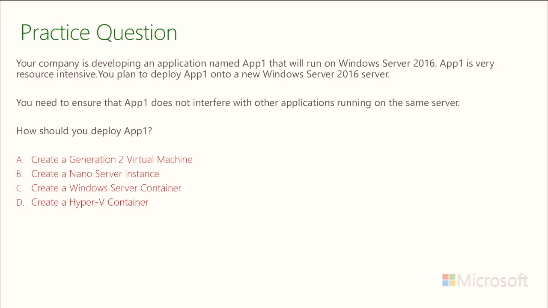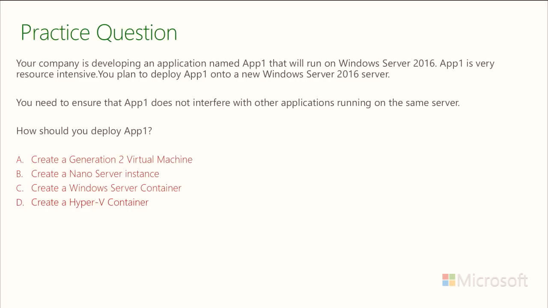In this section, we'll have a quick practice question, and the question goes like this. Your company is developing an application named App1 that will run on Windows Server 2016. App1 is very resource intensive. You plan to deploy App1 onto a new Windows Server 2016 server. You need to ensure that App1 does not interfere with other applications running on the same server. How should you deploy App1? Now, keep in mind everything we just learned and how you would select the answer.